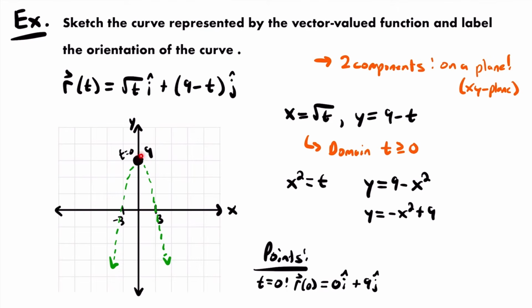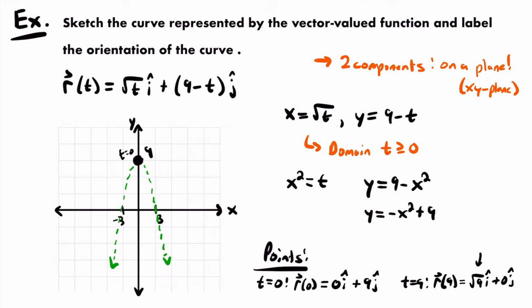I'm guessing it's going to go in the positive direction, but we can't be sure until we check. So let's plug in a nice value of t. Remember, we want one of our components to be equal to 0. So I'll pick 9 for our value of t, because then we'll have 9 minus 9 for the y component. So if we do t equals 9, we'll have r of 9 equals the square root of 9 times i plus 0j.